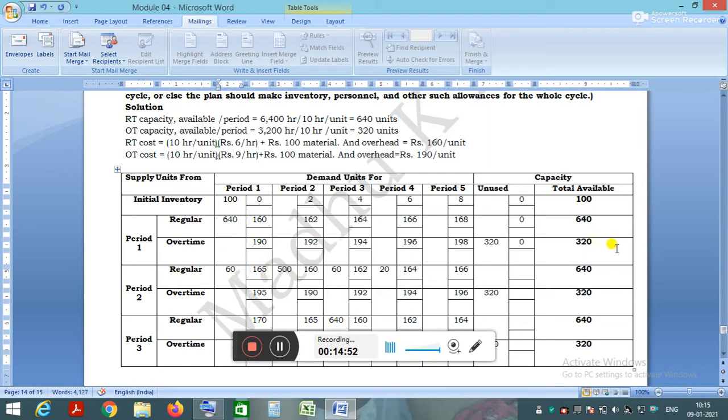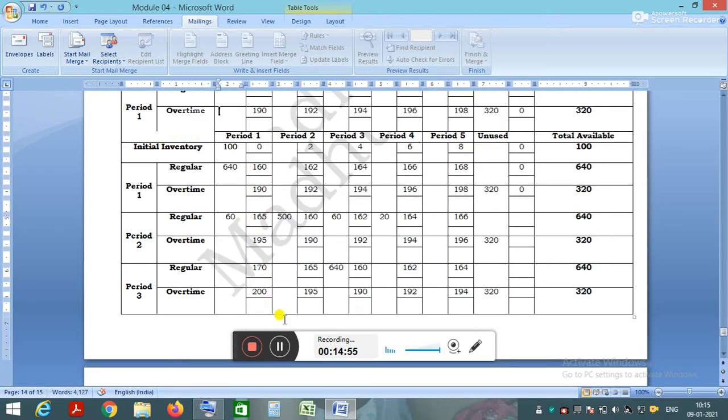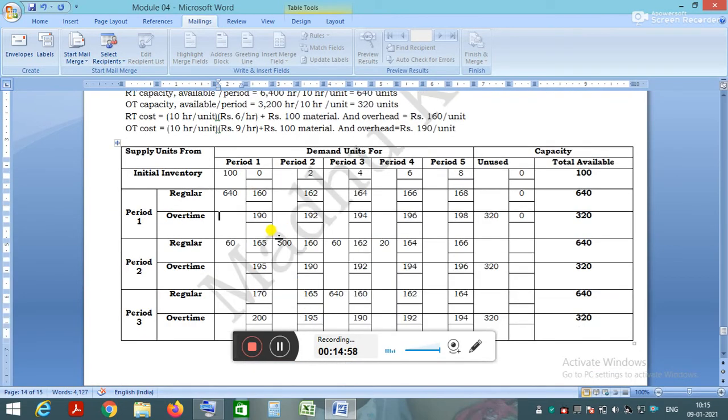In the second period, the available capacity is 640, but the demand is 500. Since overtime cost is more than the regular time cost, we produce all the 500 products in the regular time only. That fulfills the demand of period 2. You can see here in period 2 we produced 60 products of period 1 and 500 products of period 2. We produced 560 products in the regular time, but the capacity is 640. Still we can produce 80 products at a cost of 160.